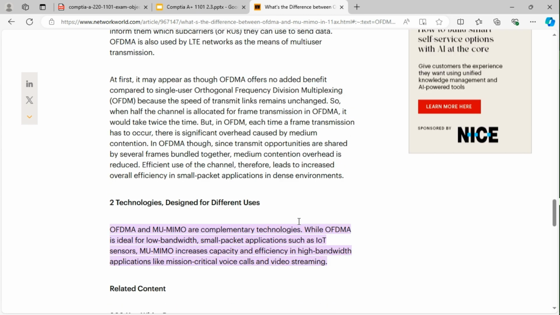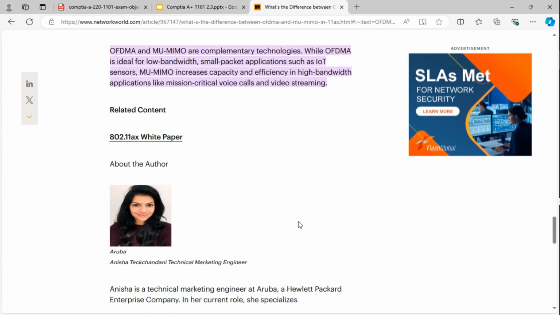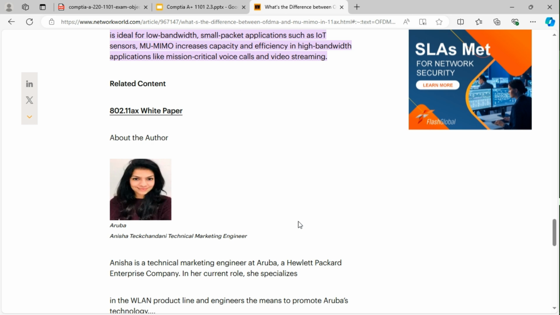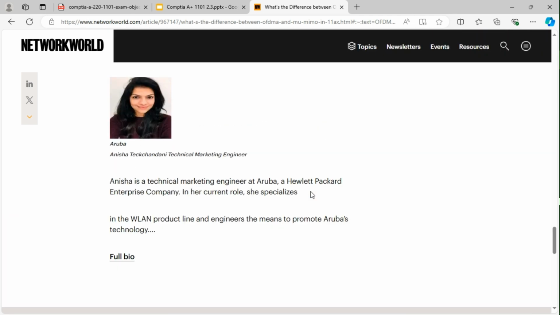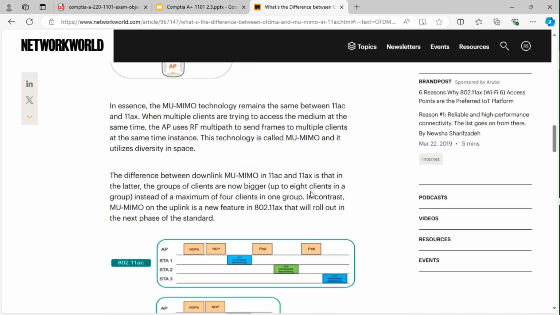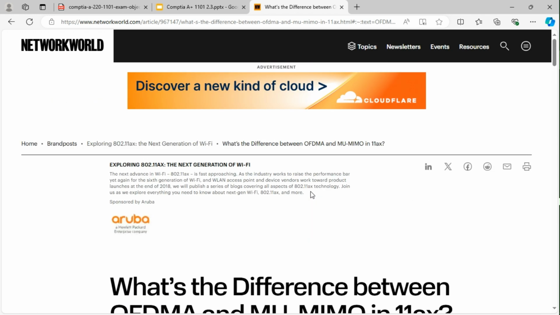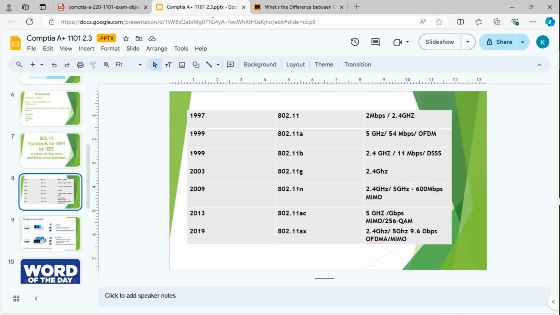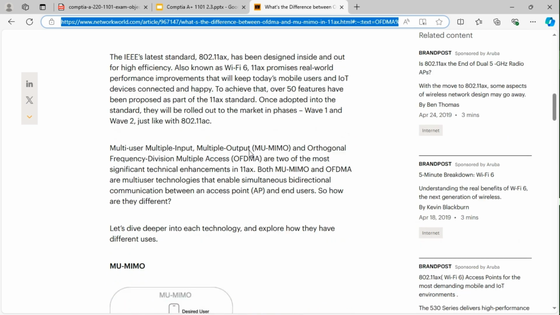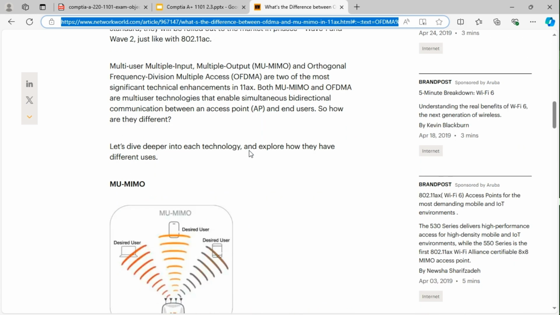So maybe I'll go ahead and look at the author. Okay, cool. She's a technical marketing engineer at Hewlett Packard. Nice. Okay. So let's go ahead and I'll add this article on there and on the video, and then we can start to look maybe a little bit more into this. But like I said, I wouldn't get too carried away with it.